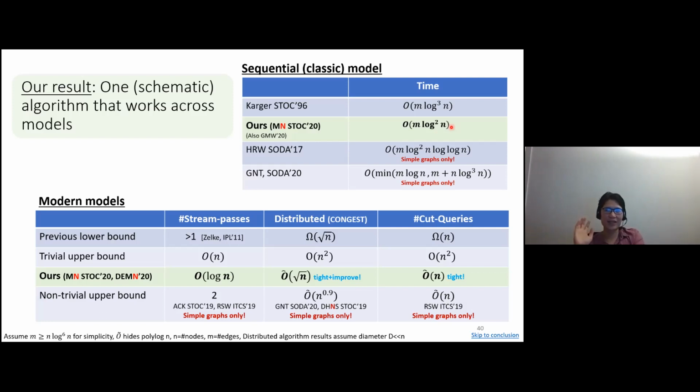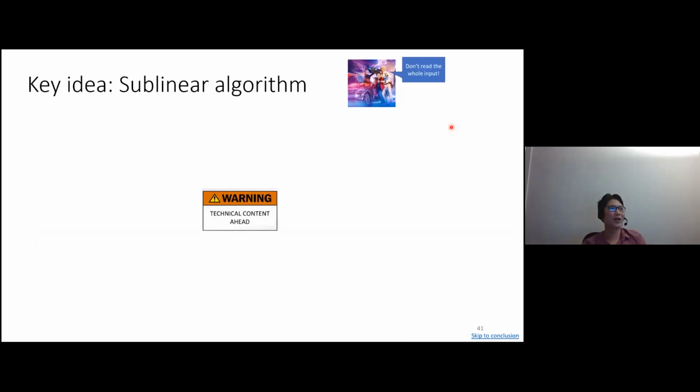And I'm just going to end this talk by telling you some ideas, actually a puzzle that is the key subroutine in this problem, and it's again a sublinear algorithm. But any question before that? If not, here's the puzzle.